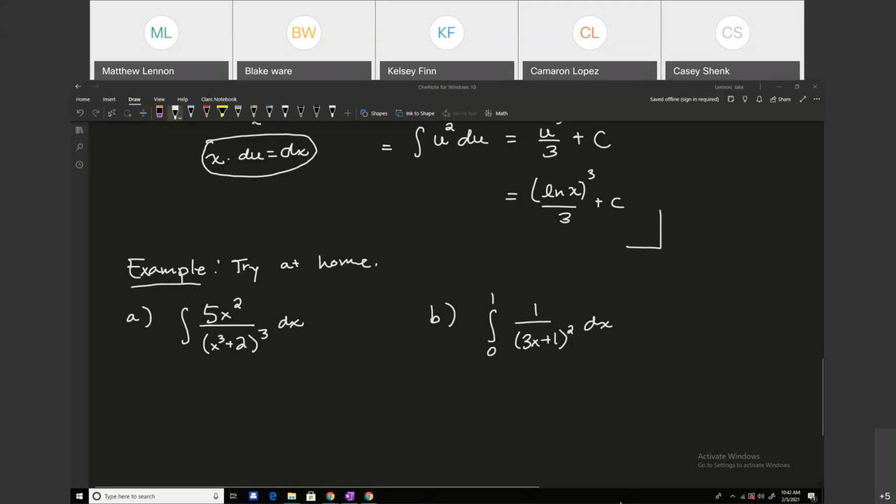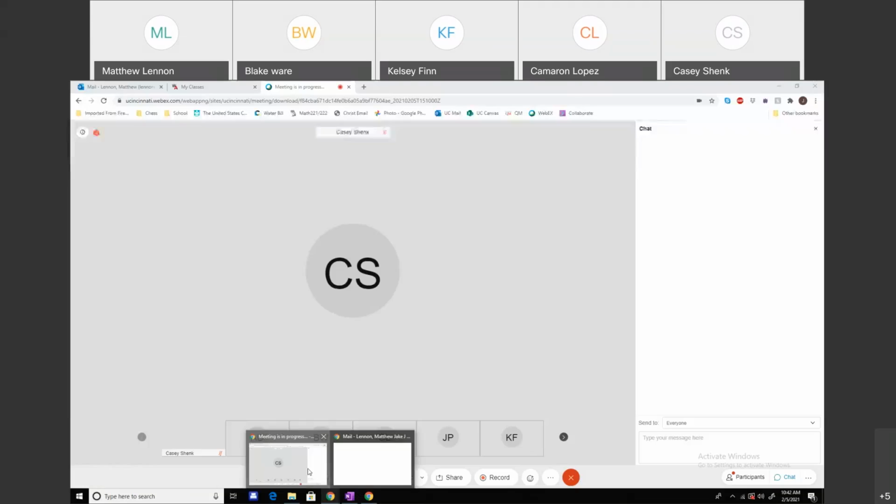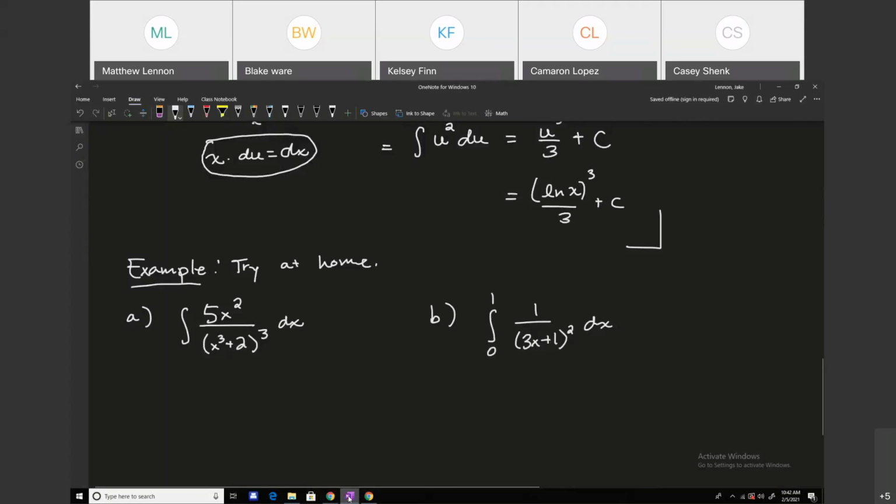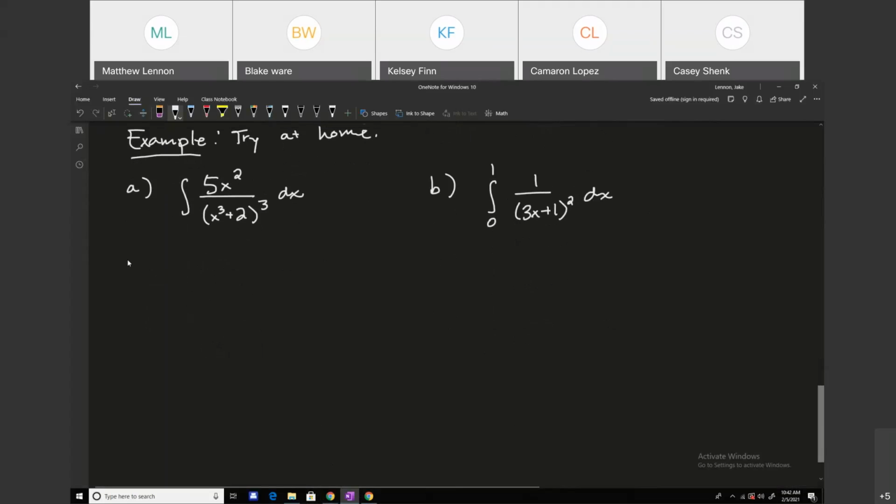Okay, has everybody had enough time to look at these, or do you want a few more minutes? Okay, then we'll go forward. So on A here, hopefully you chose u to be x cubed plus 2. So then du is going to be 3x squared dx, and solving we get du over 3x squared, that's dx.